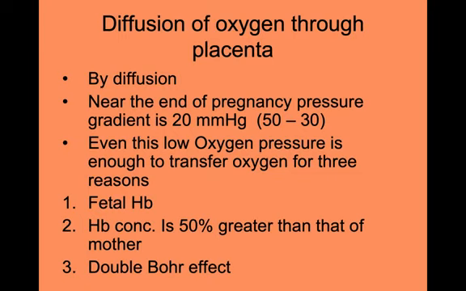Third is the double Bohr effect. We have discussed the Bohr effect in the respiration. I repeat, whenever there is less partial pressure of carbon dioxide, the affinity of oxygen with hemoglobin increases. So what happens in the placental circulation, the carbon dioxide which is present in the fetal circulation, which is producing acidity, will diffuse from the fetal circulation towards the maternal circulation. So the blood of the fetal circulation will be more alkaline or less acidic. So there will be more affinity of hemoglobin towards the oxygen.